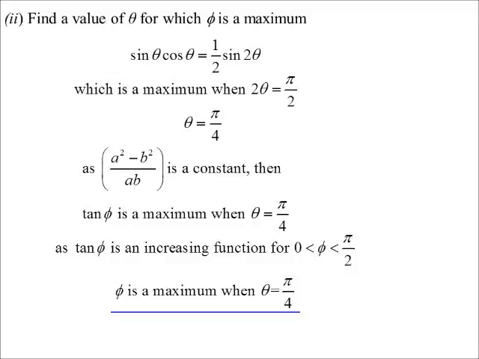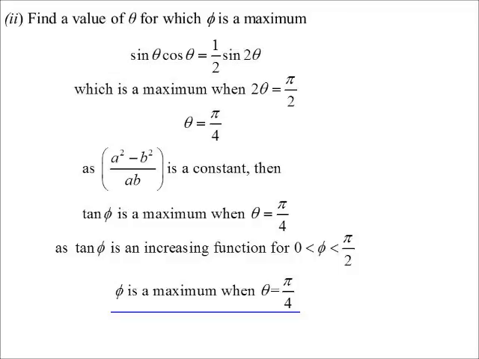Let's just go back and have a look at what actually the question says. Find a value of theta for which phi is a maximum. So let's go back. Tan phi. So we've just proven tan phi is a maximum. We haven't proven phi is a maximum. That's why I needed to mention that last bit.